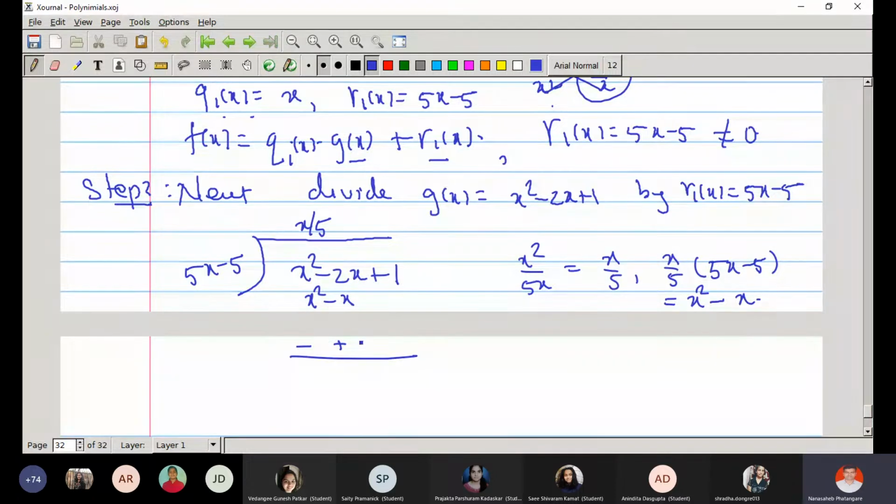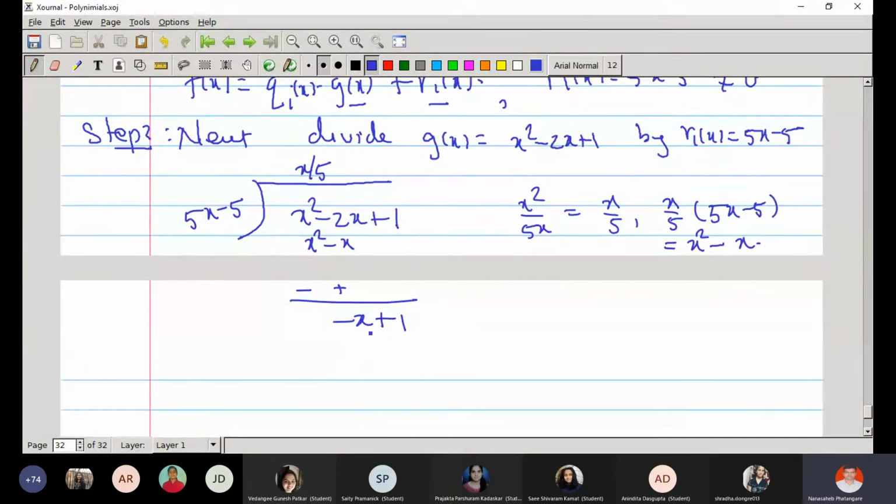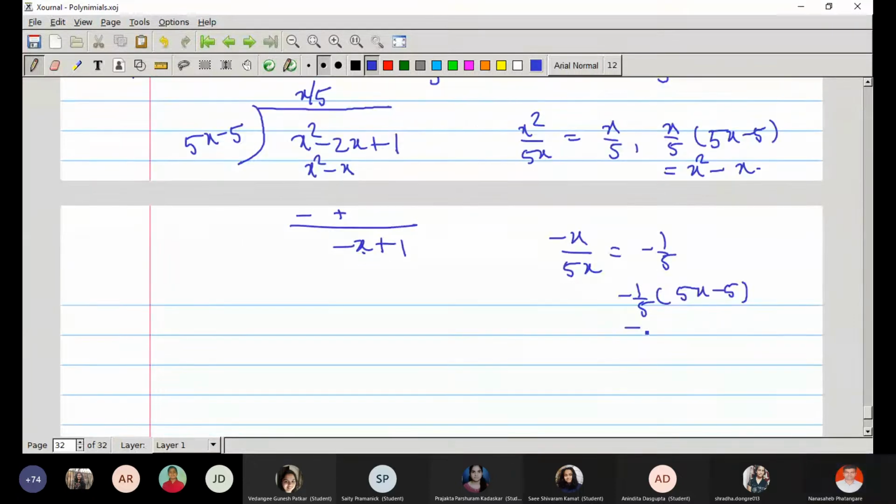Still degrees are same. Degree of this remainder and 5x minus 5 is same. Still we can divide. Minus x divided by 5x is minus 1 by 5. And therefore minus 1 by 5 into 5x minus 5, so multiplication is minus x plus 1. Quotient is minus 1 by 5. Multiplication is minus x plus 1. So change the sign. What you get? 0. So here remainder is 0.